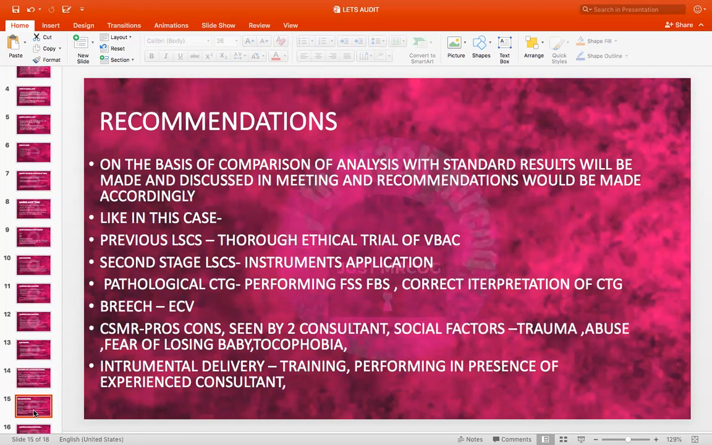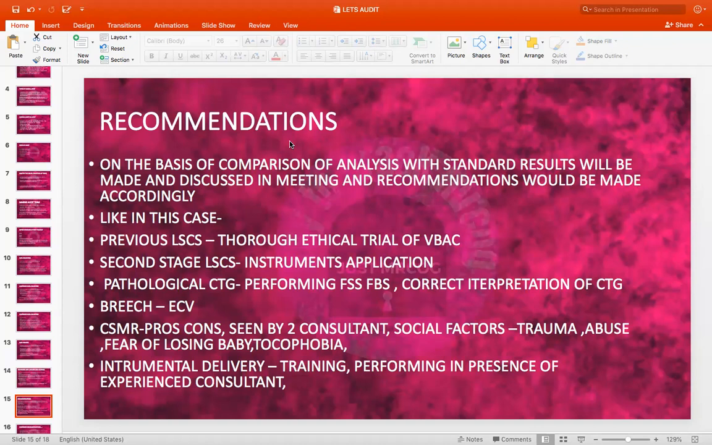And on the basis of the result or interpretation, after comparing the analysis with the standard, whatever result or interpretation came, accordingly we will make the recommendation. So if you can memorize this line: on the basis of comparison of analysis with standard, the result will be made and discussed in a meeting, and recommendation would be made accordingly. You have to memorize this line. This is a little bit difficult, but you have to.